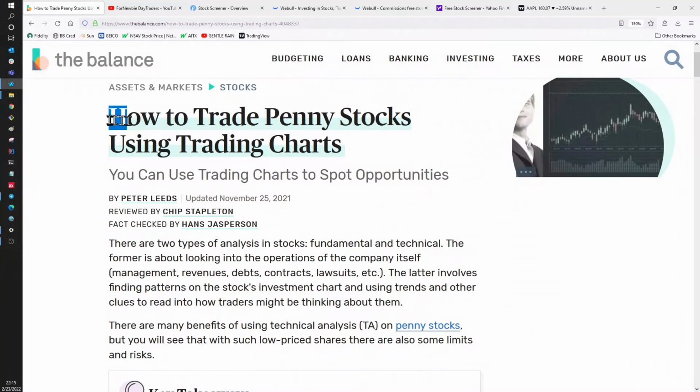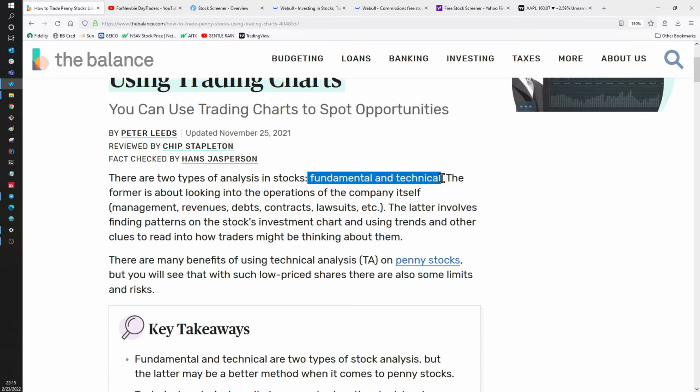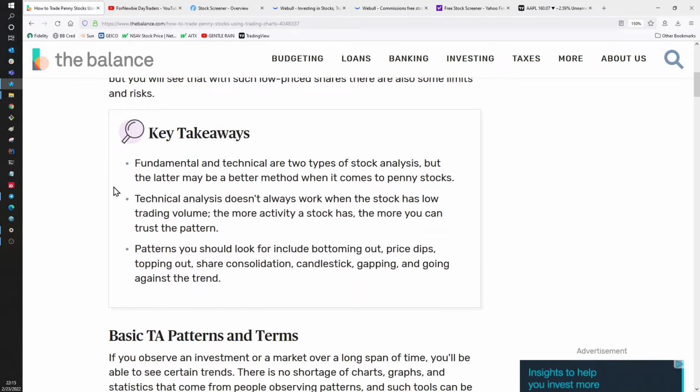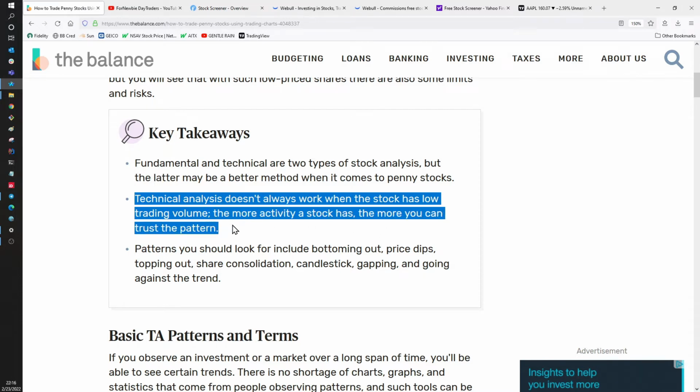So, how to trade penny stocks using trading charts. It introduces the idea that there are two types of analysis, fundamental and technical, and I went over those as an introduction in some of the videos. And we have focused mainly on doing technical analysis, or TA. And they again reiterate or warn you, which is what I did as well, technical analysis does not always work when a stock has low trading volume. The more activity a stock has, the more you can trust the pattern.